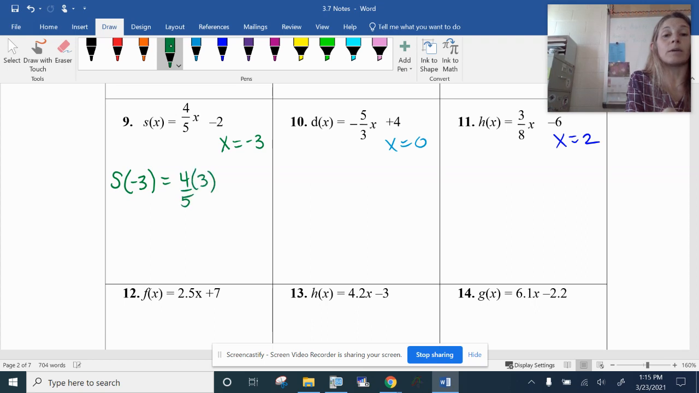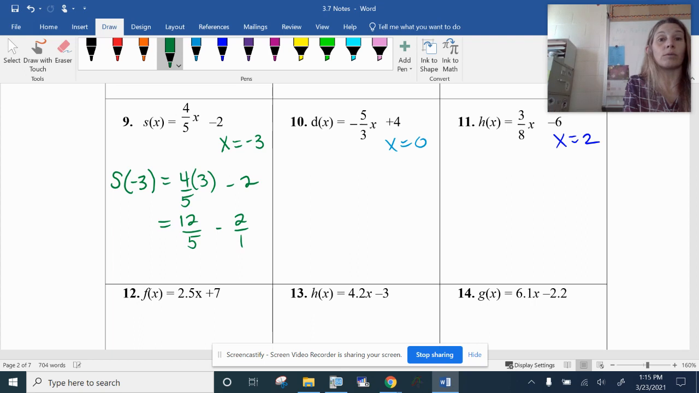So here we have s of negative 3 equals 4/5 times 3 minus 2. So again, 4 times 3, this would be 12/5. And I'm going to be subtracting 2, which is 2 over 1. So I need a common denominator of 5, which will make this a 10. So now when I subtract those two fractions, 12 minus 10 leaves me with 2/5.